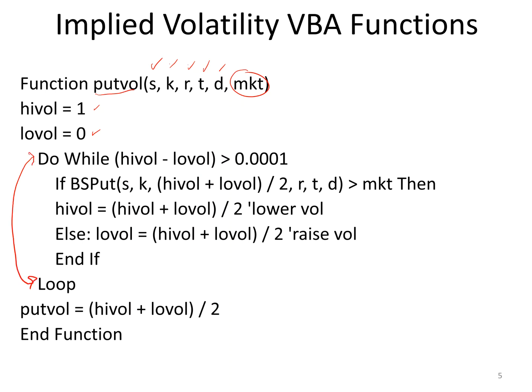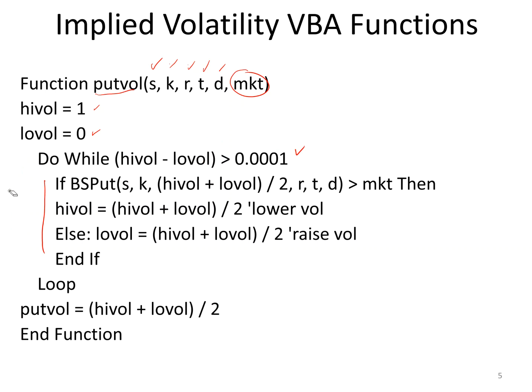Now, when we do for loops, we're going to say for I equal 1 to 1,000. It'll do something in the middle here exactly 1,000 times. However, when you do a do-while loop, it's going to do these statements between the do-while and the loop as long as this condition is met. So do while, the difference between high vol and low vol is greater than 1 basis points. Right now, high vol is 1, low vol is 0. So that is 1. 1 is greater than 0.0001. Therefore, it is going to execute these 4 lines of code.